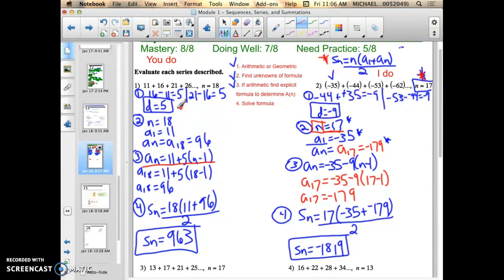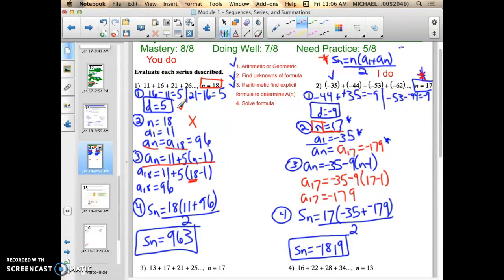I found my explicit formula. A sub n equals a sub 1 plus d times n minus 1, but instead of a sub 1 and d, I use what they are. So a sub n equals 11 plus 5 times n minus 1. And then they want a sub 18, because our n is 18. That's what I put here. A sub n technically equals a sub 18. And when I evaluate a sub 18, I put 18 in for n right here. And so that math gives me a sub 18 equals 96.